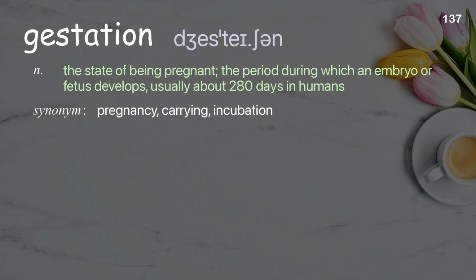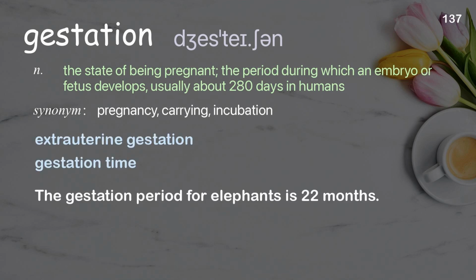Gestation. The state of being pregnant, the period during which an embryo or fetus develops, usually about 280 days in humans. Examples: Extrauterine gestation. Gestation time. The gestation period for elephants is 22 months.